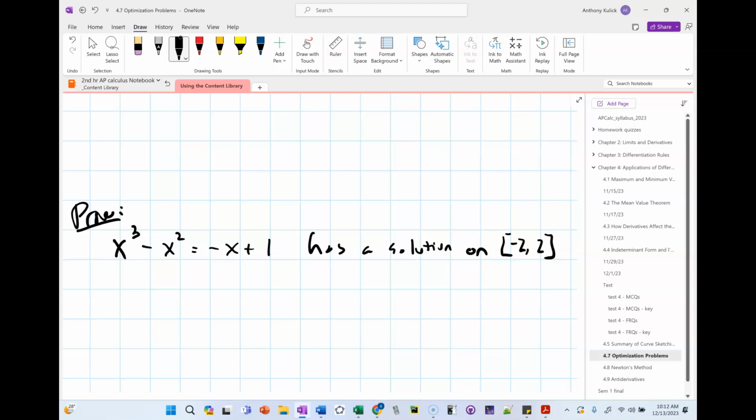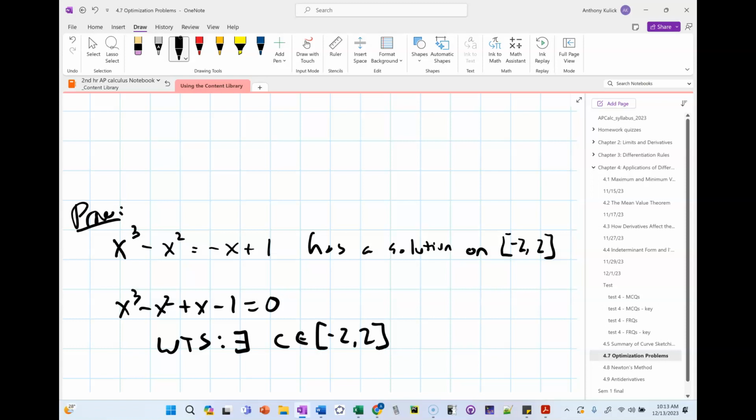So Rita, you wanted an example, maybe something like this. Oh, yeah, it's 25. What I would do is my first step would be to move everything to one side. Now what we want to show is there exists some C on that interval from -2 to 2 such that f of C is equal to 0. That would complete our proof, right?